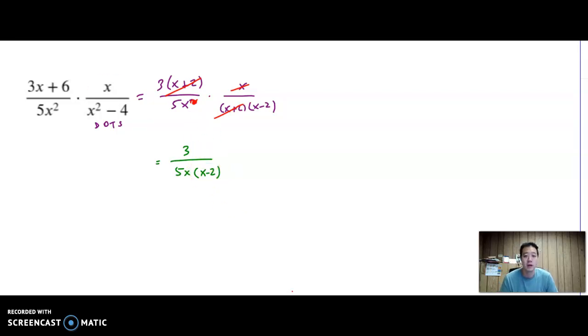All right, and then we gotta state the excluded values, right? Remember, the denominator can't be 0, and so we're gonna take the pre-canceled factored version of the denominator and set those equal to 0 and solve. All right, and so x cannot equal 0. That's from 5x squared, and then also negative 2 and positive 2 from these two factors.